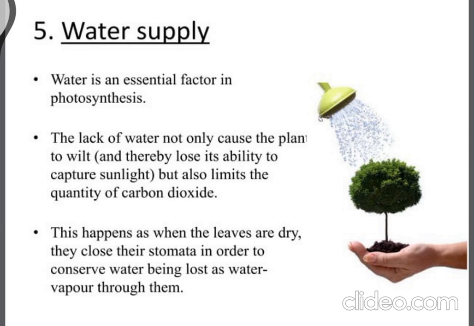It happens as when the leaves are dry, they close their stomata in order to conserve water being lost as water vapor through them. So water also affects the rate of photosynthesis and the process of photosynthesis.